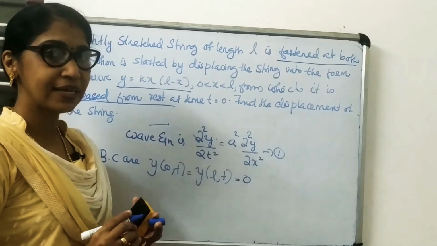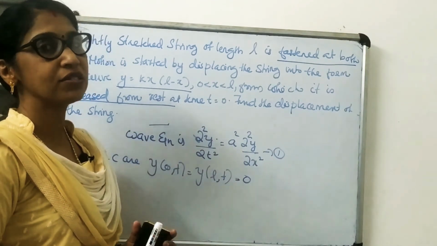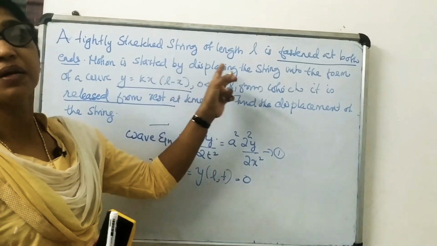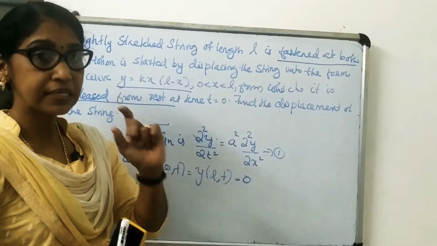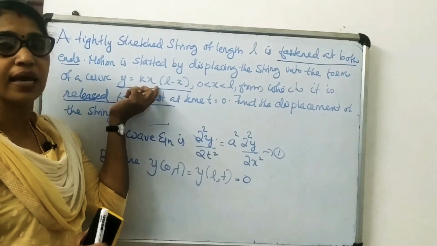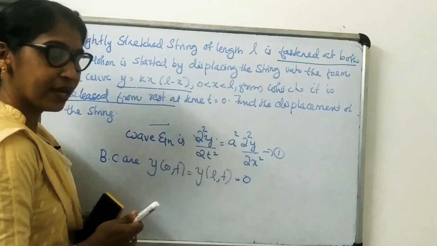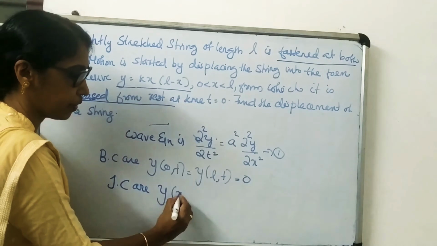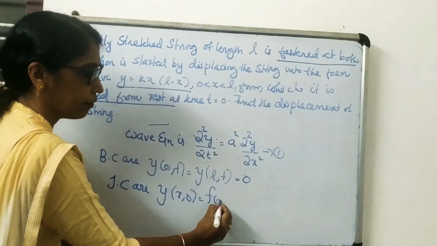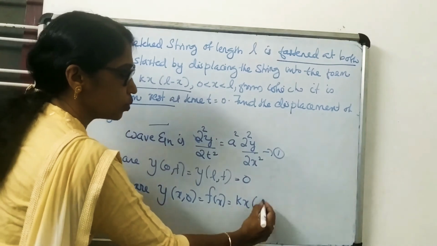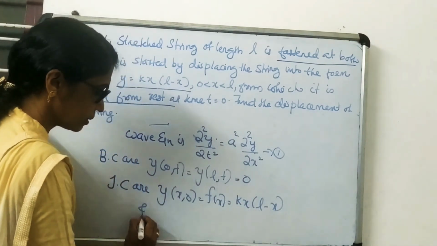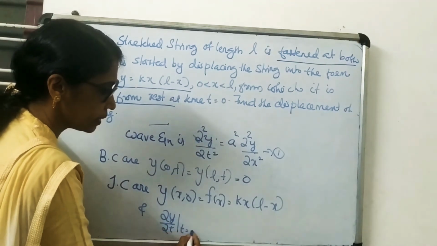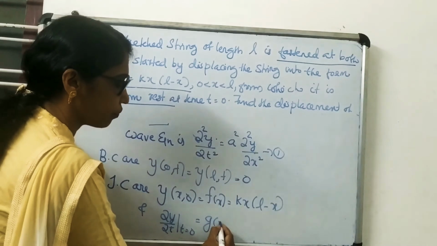Then what are the initial conditions? What is the initial displacement and velocity? Look at this. The motion is started by displacing the string, so the given initial displacement is y is equal to kx into L minus x. So initial conditions are y of x,0 is equal to f of x is equal to kx into L minus x, and initial velocity del y by del t at t is equal to 0 is equal to g of x.